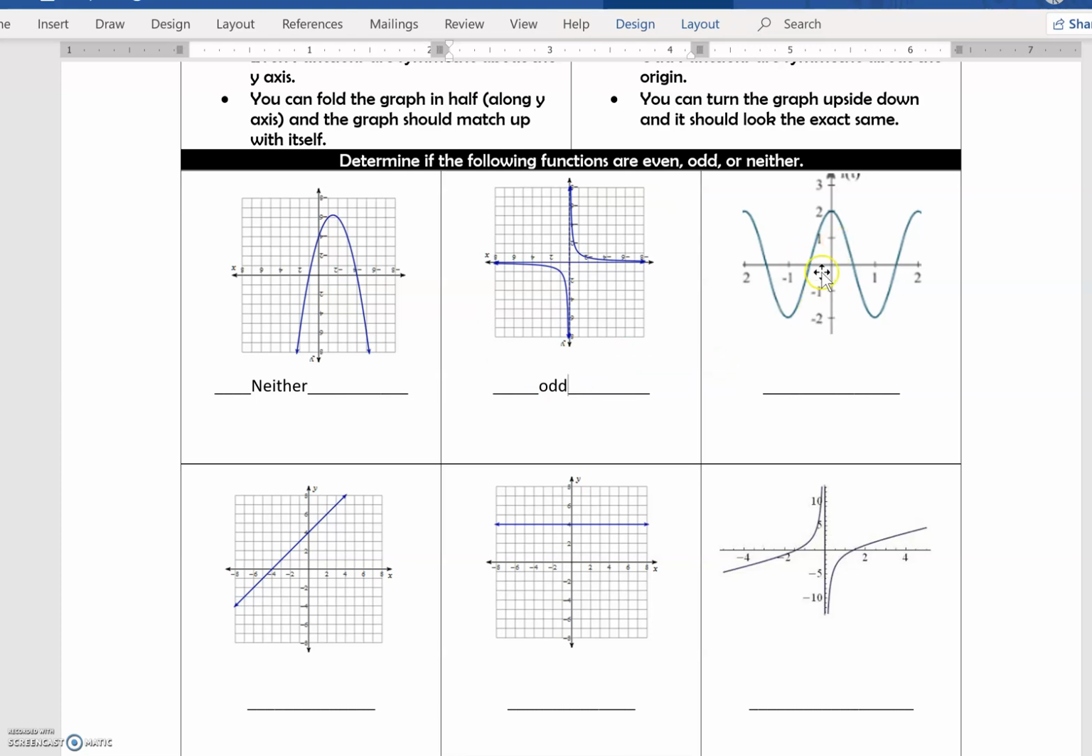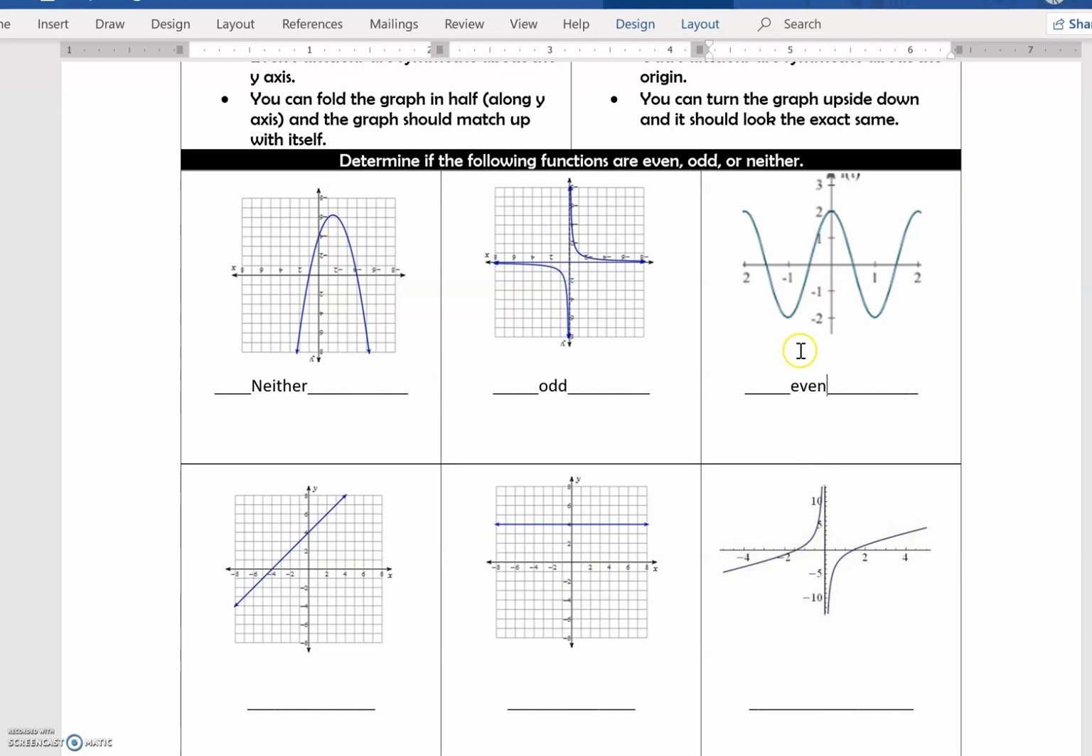Let's take a look at this one. I can't remember if it's a sine wave or a cosine wave, but it's one of the waves. So it's going to continue to go up and down forever and ever. If I were to fold it on the y-axis, we can see that we're at about -1.5 over here, a positive 1.5 over here, positive half, negative half. So if you were to fold it over, that negative half would map onto positive half, and the -1.5 would map onto the positive 1.5. So it is even for sure.